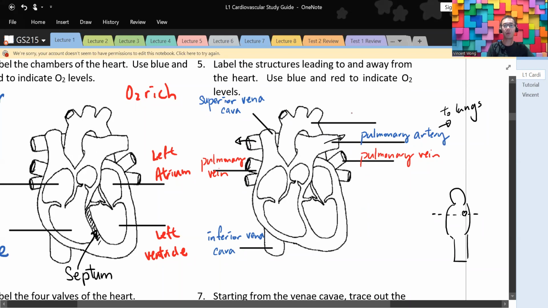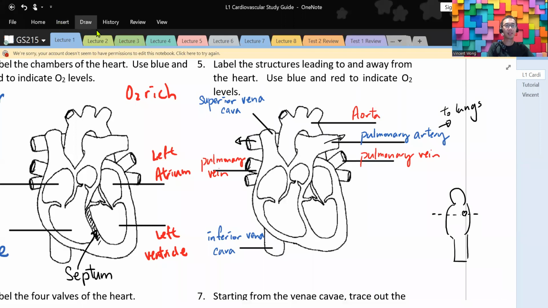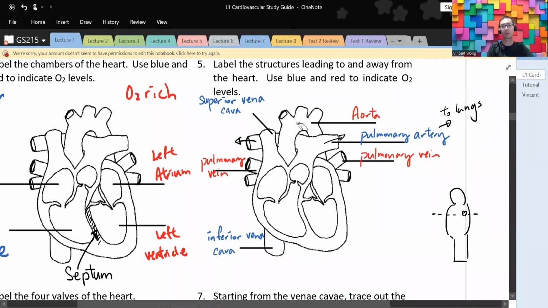Finally, we have the aorta. Now you cannot really see this, but it's important to know that the aorta will first of all branch into 3 smaller ones. This will go to the right side of the body, right? This will go up to the head, and this one will go to the left side of the body. But this will arch back and continue.